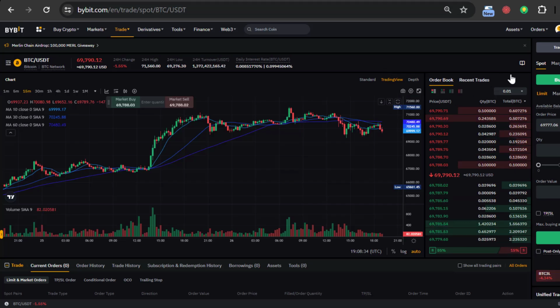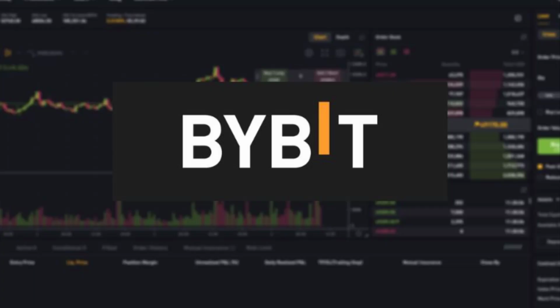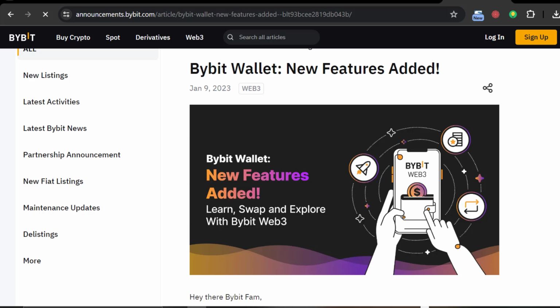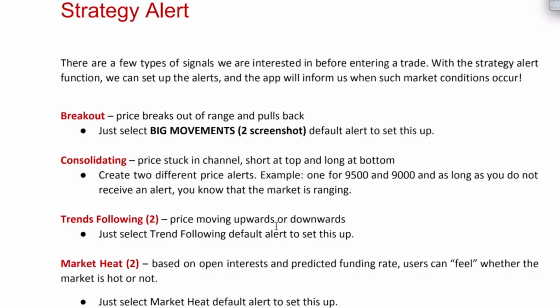Trading strategy. Opt for limit orders to minimize fees and prioritize critical stop losses for risk management. Utilize Bybit's funding rate to balance long and short positions, potentially earning rebates for trading against market trends. Bybit app features. Bybit's mobile app offers advanced charting tools and strategy alerts, enabling traders to make informed decisions on the go. Features include breakout signals, trend-following indicators, and real-time market heat signals.